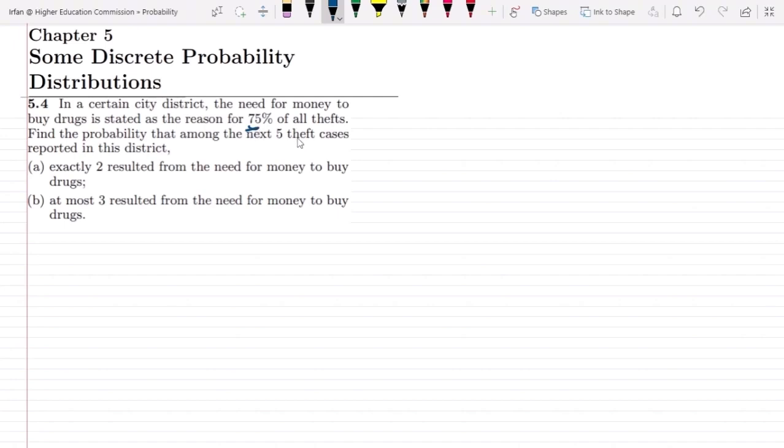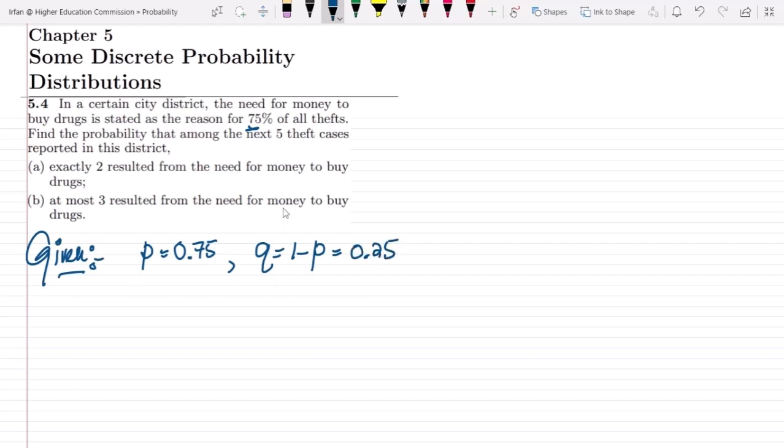Okay, so first of all, let me see what is given. In the given data, out of all the thefts, the probability that a thief is drug addicted is 0.75. Okay, this is the probability. So the probability of drug addiction is 0.75, and the probability that he is not a drug addict would be q = 1 - p, so it would be 1 - 0.75, which is 0.25. Okay, so this is the given data.